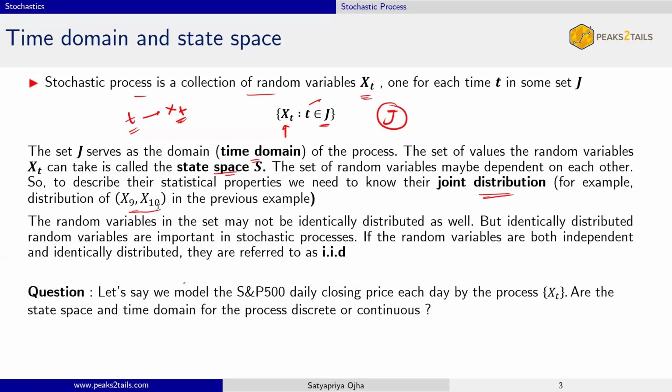Okay. All right. Now the random variables in the set may be identically distributed as well, right? Or they may not be distributed identically. They could be coming from different distributions. So x9 has its own distribution, x10 has its own distribution, right? They may be different or they may be identical. If they are identical and independent, we refer to them as IID.